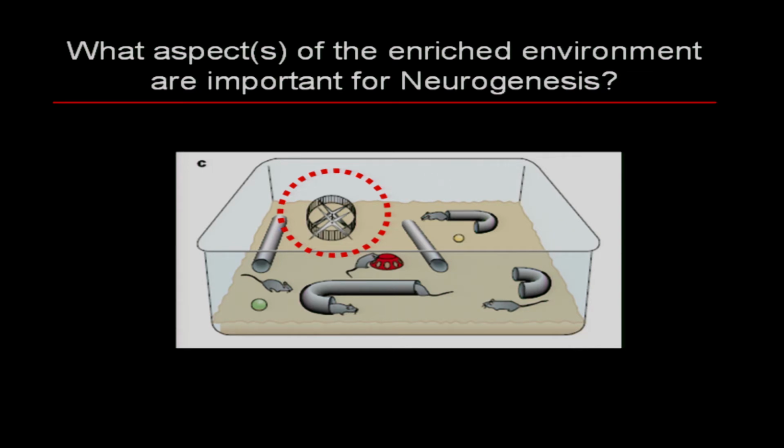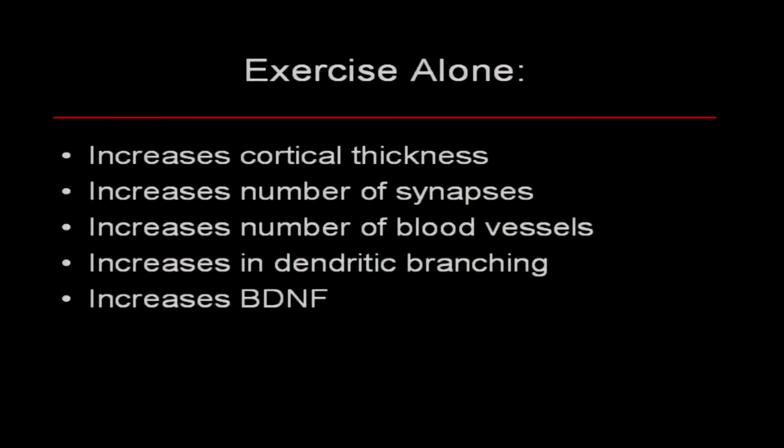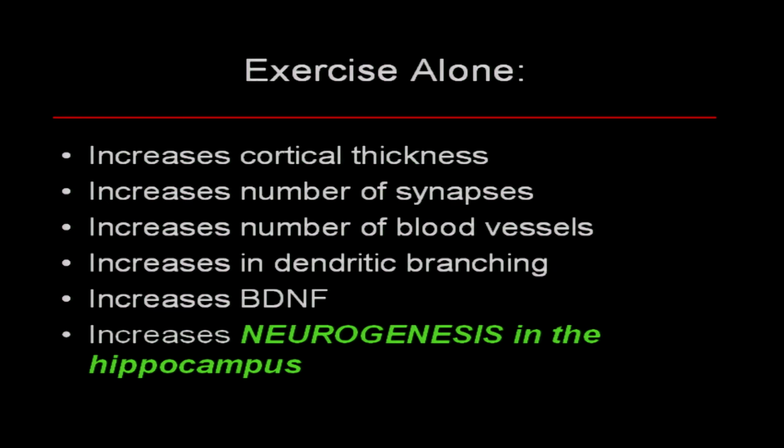I'm not saying that the social interaction is not important at all, but you can get a lot of the changes that I just went over simply by giving rats, individual rats, access to a running wheel. Okay, so exercise alone can increase cortical thickness, mainly in motor areas, the number of synapses in those areas, the number of blood vessels, dendritic branching, and increases in BDNF in the brain. Exercise alone can increase neurogenesis.